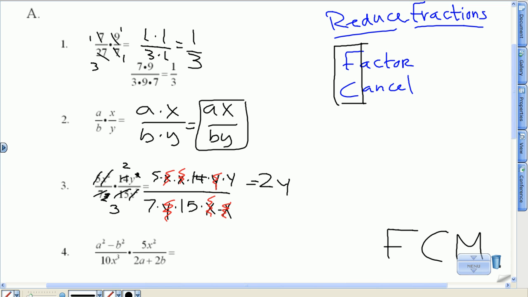14 is actually 2 times 7. 15 is actually 3 times 5. That's the prime factorization of those. So I can get rid of a 5 on the top and bottom, and I can get rid of a 7 on the top and bottom. So you're left with 2y on top. And look at this. By doing that, I found a mistake. I need a 3 on the bottom. 2y over 3 would be the correct answer.